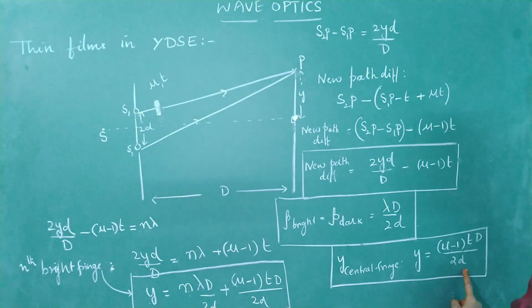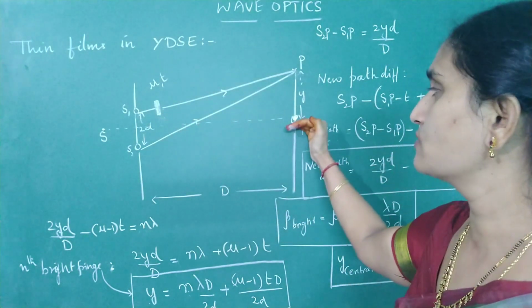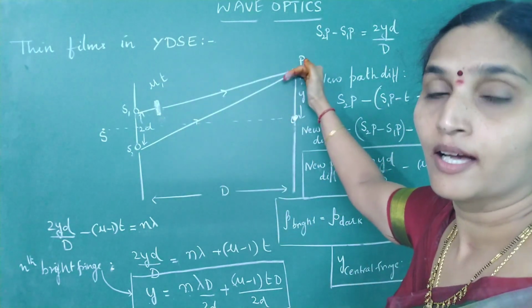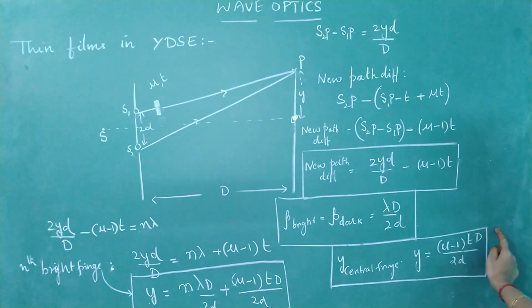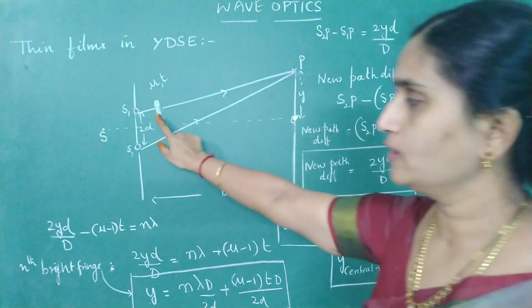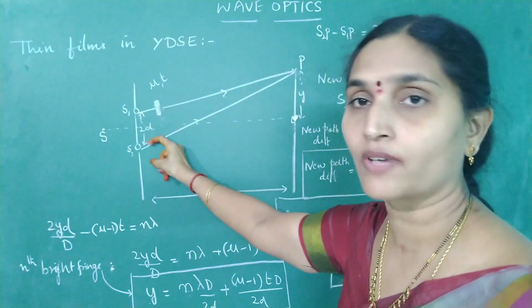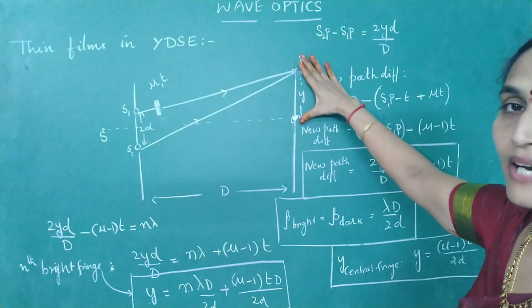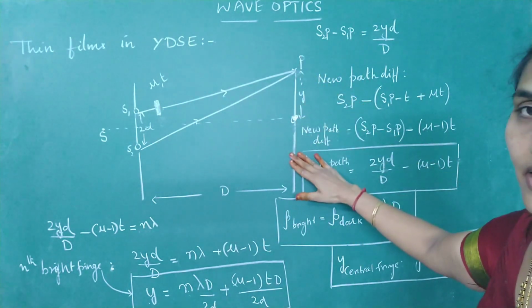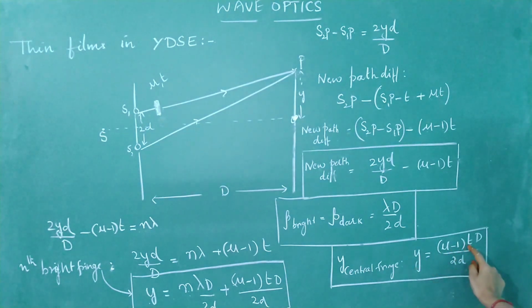So if you put the thin film in the path of S1, the fringe pattern will shift upward. By what distance is it shifting? This is the distance through which it is shifting. Similarly, you can prove that if you introduce this thin film in the path of S2 instead of S1, then the whole fringe pattern will move in the downward direction by a distance y equal to (mu minus 1) into t into D by 2d.